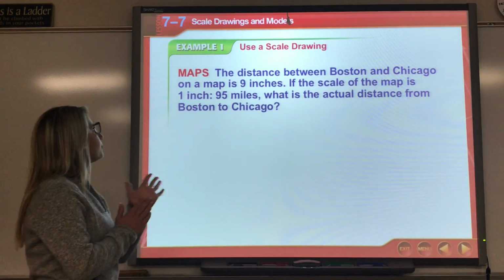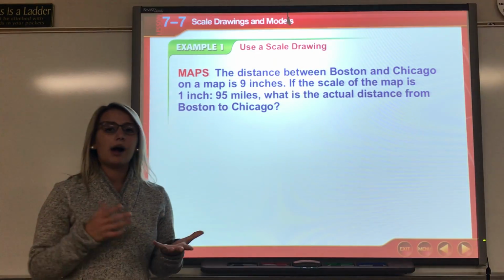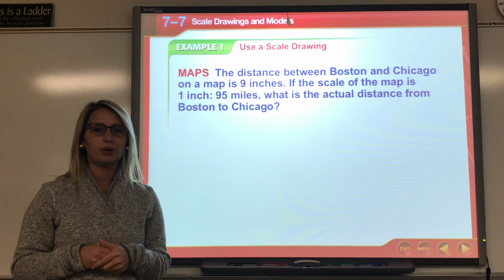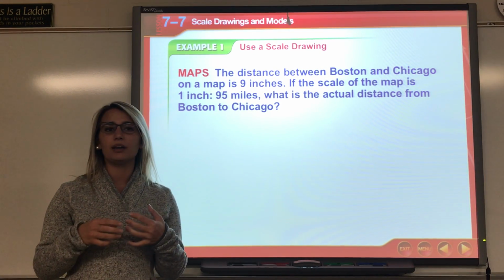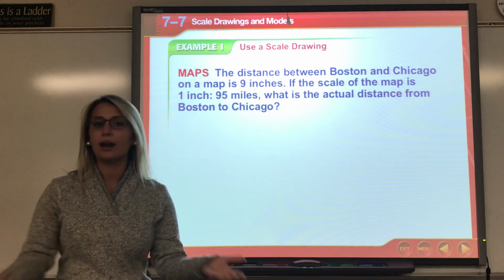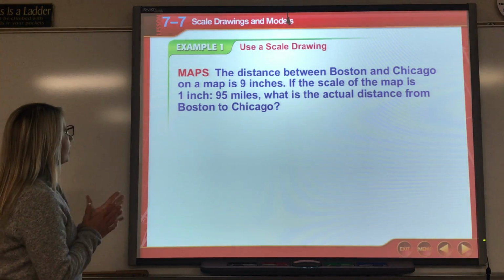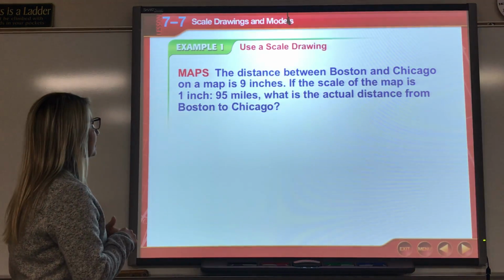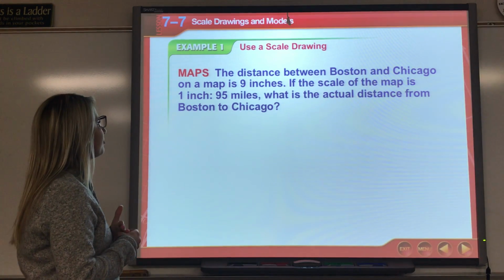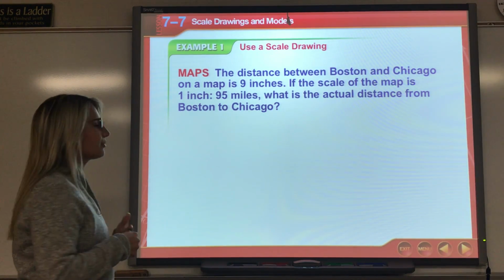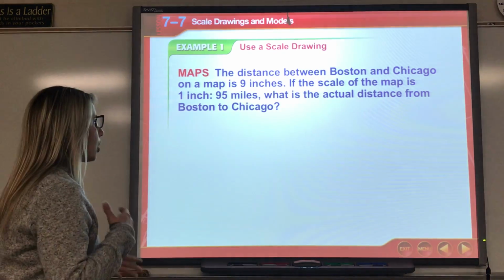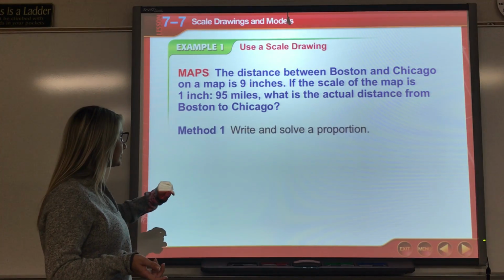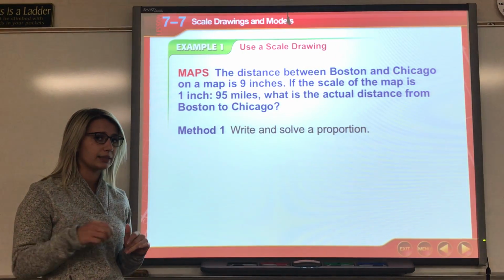One thing, like I said yesterday, we use these scales on maps. Usually down in the corner there's a key that tells you 1 centimeter is so many feet or miles or whatever. So, here's a situation. The distance between Boston and Chicago on a map is 9 inches. If the scale of the map is 1 inch to 95 miles, what is the actual distance from Boston to Chicago? The way I want to solve this is using proportions. That's going to be one method we can use.